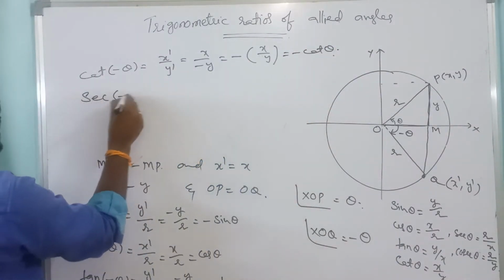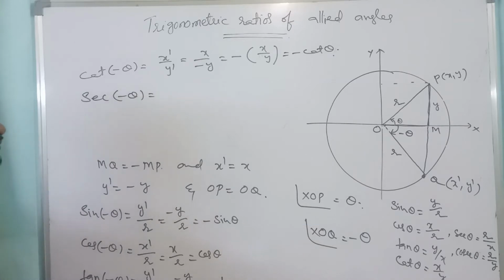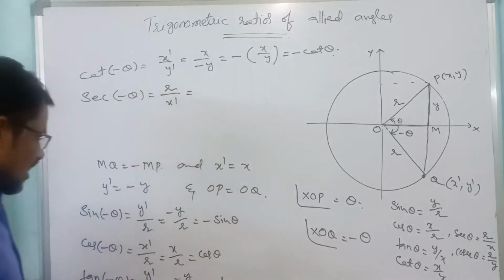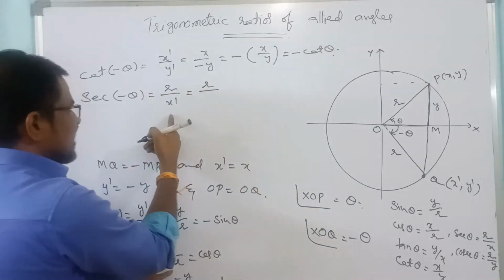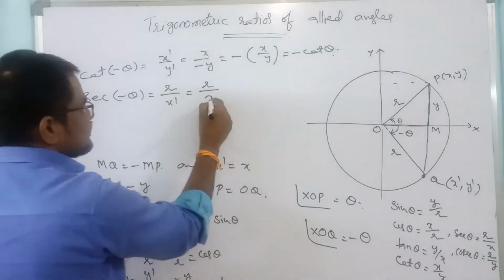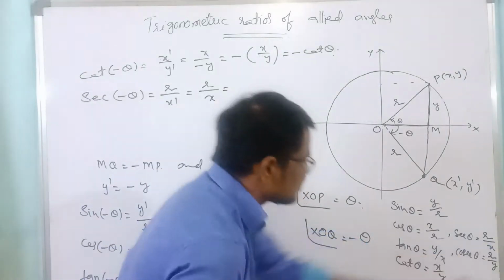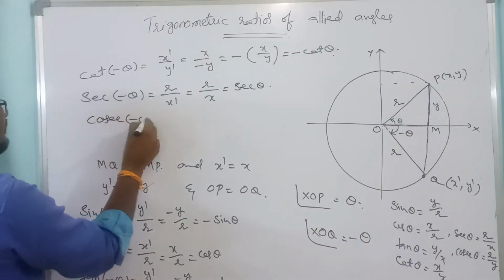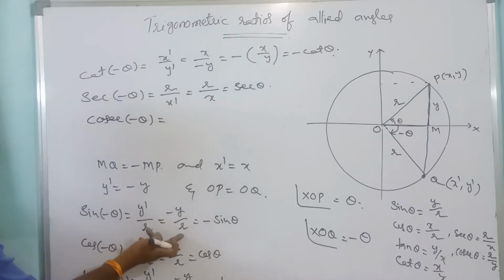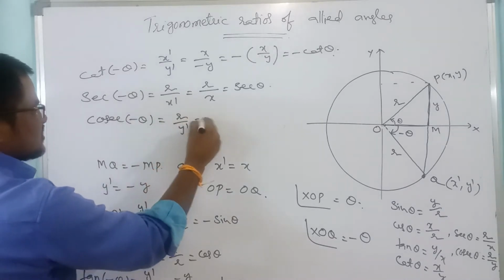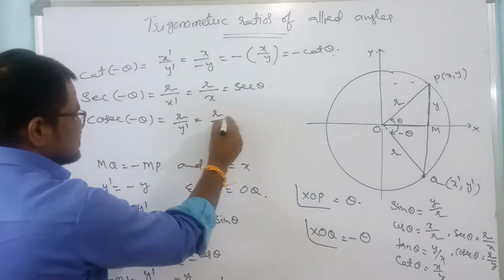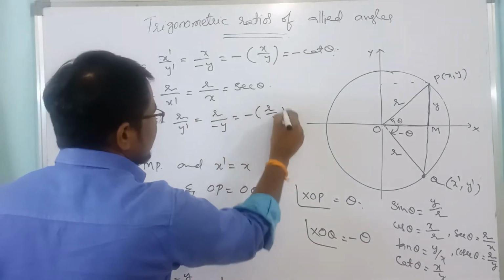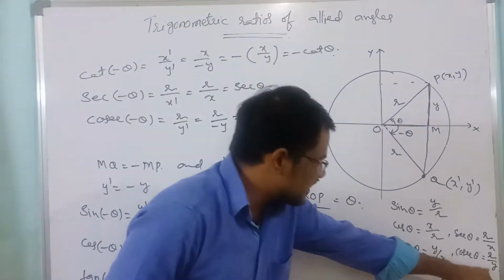Next, secant of minus theta. Secant of minus theta means reciprocal of cos, R by X dash. X dash is here X. R by X is nothing but secant theta. Next, cosecant of minus theta. Reciprocal of sine, R by Y dash. R is as it is, Y dash is minus Y, so that is equal to minus of R by Y. R by Y is cosecant theta.